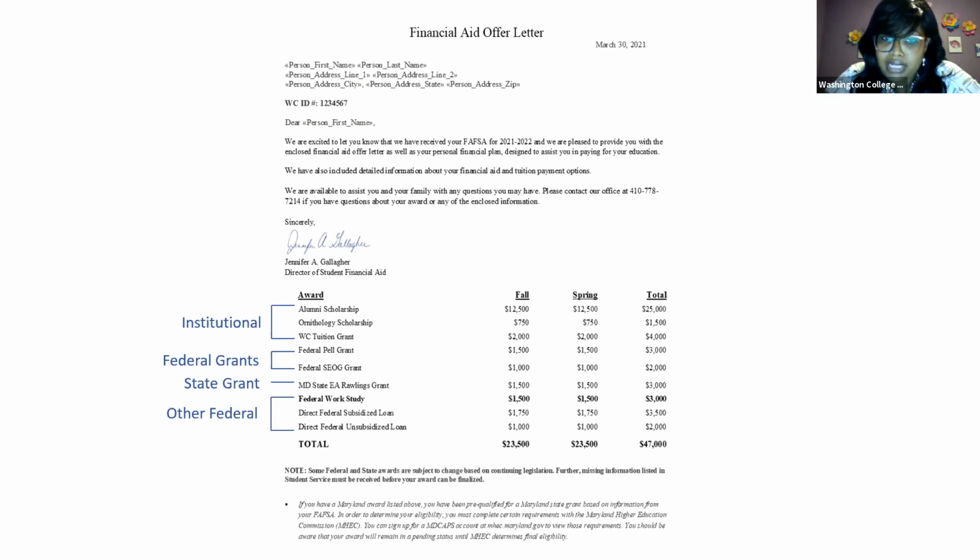And a federal unsubsidized loan, same thing, $1,000 for the fall, $1,000 for the spring, total amount of $2,000. So this student has a total award amount of $47,000. I did it even to help me with my math. So a total of $47,000 in financial aid. That is awesome, right? Because cost of attendance is $64,204. So this student done knocked down a lot of money already. Go student. So this is laying out what we're offering you.